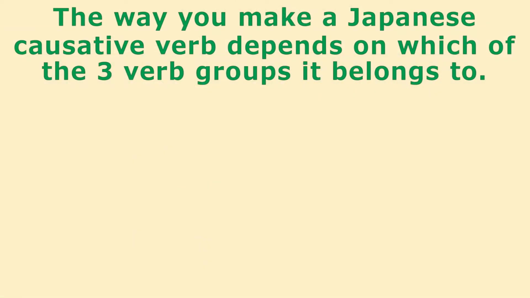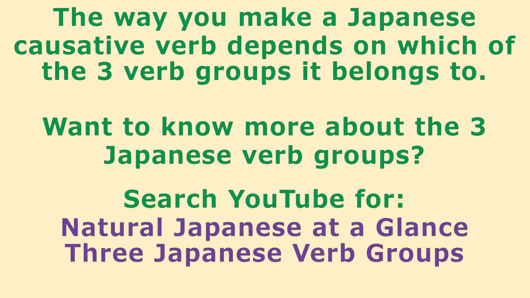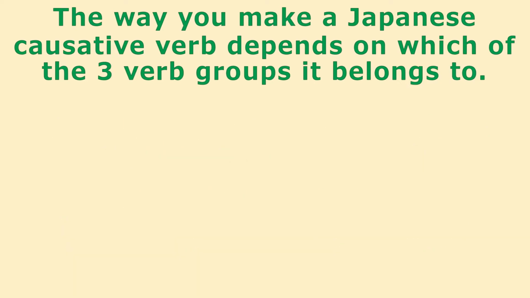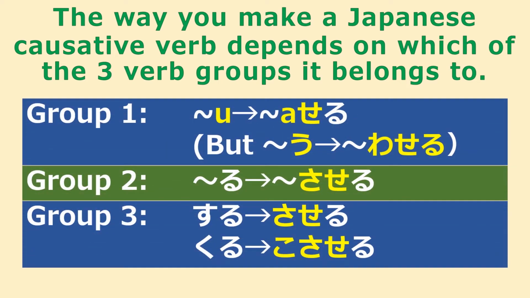The way you make a Japanese causative verb depends on which of the three verb groups it belongs to. If you want to know more about the three Japanese verb groups, we have another video about them. To find it, search YouTube for Natural Japanese at a Glance, 3 Japanese verb groups. The following table shows how to make causative verbs for each verb group. We'll explain the details during the video. For now, just remember that you make Japanese causative verbs in 3 different ways.